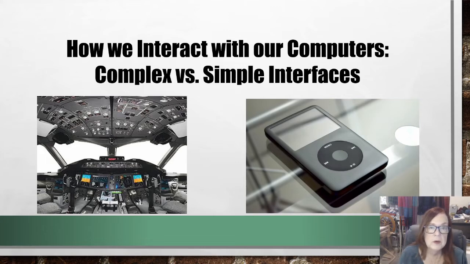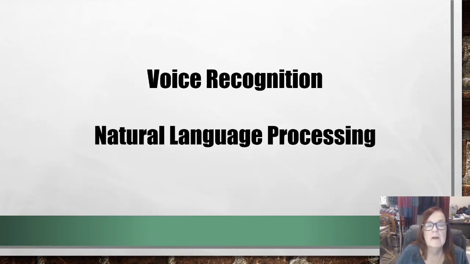Now, of course, we like to communicate with our devices simply by talking to them, if we possibly can. We like to be able to say, hey Siri or hey Alexa or whatever it is. And that brings up two important topics: voice recognition and natural language processing. And these are two very separate things. Voice recognition is whether or not the device can understand the words that we say. That's it. Can it understand the words that we say?